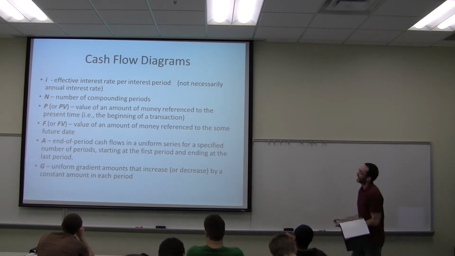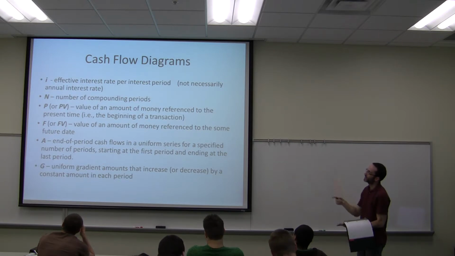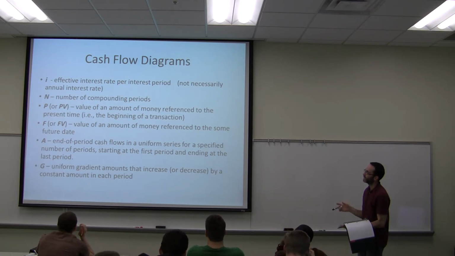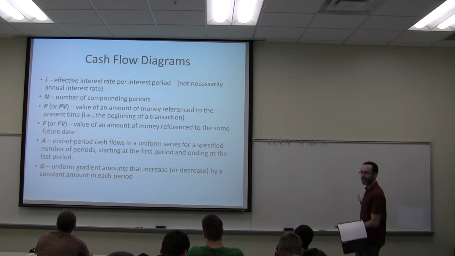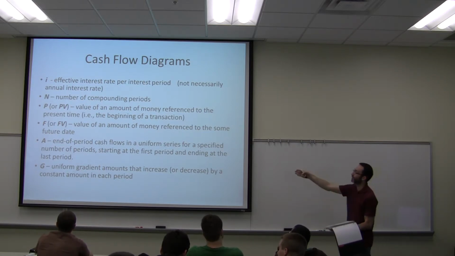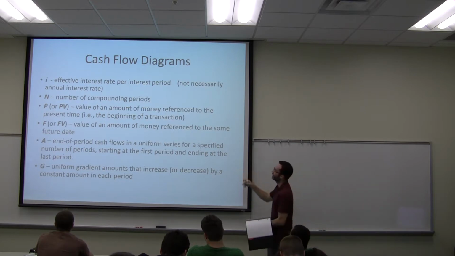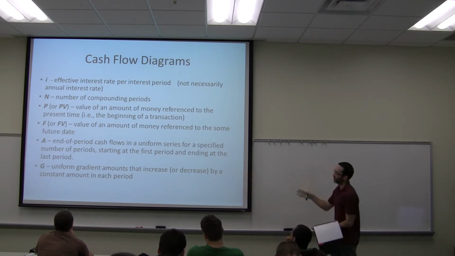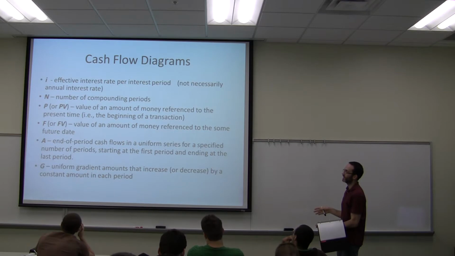When we construct a cash flow diagram, we have some of these terms that we've already talked about. I is the effective interest rate per period. N is the number of compounding periods. Now P, or sometimes in the text called PV, refers to the value of money at the present time. We're going to create diagrams that convert money in the future, F, or FV, to the present, or convert money in the present into future values.